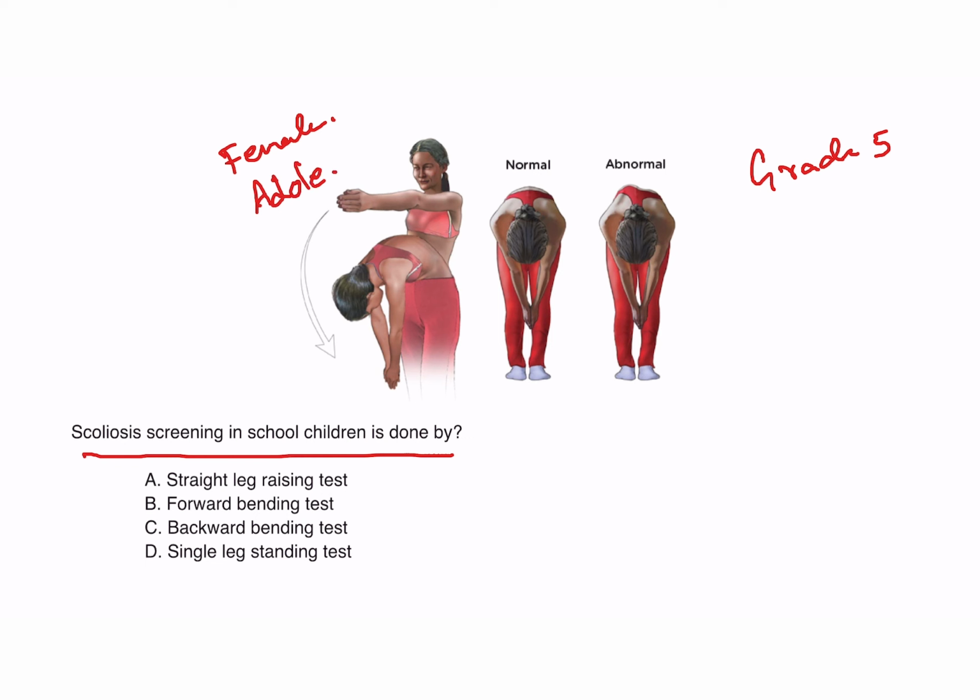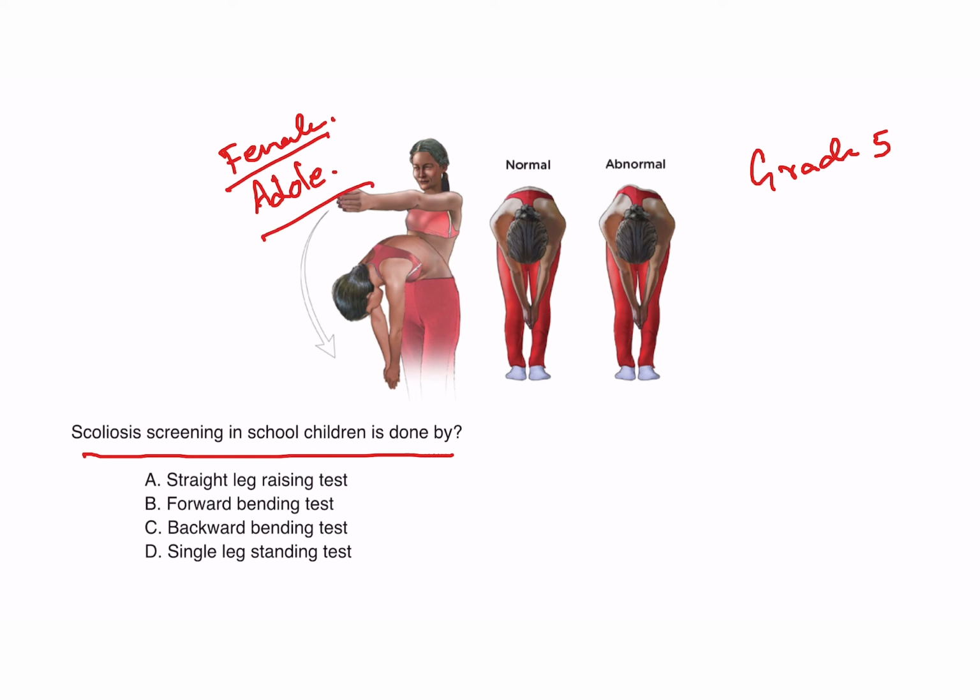So what am I trying to show with this picture is scoliosis. The most common type of scoliosis is adolescent idiopathic scoliosis. So the age group is adolescent, and the most common sex to be affected is female. So that's a potential MCQ point covered there.